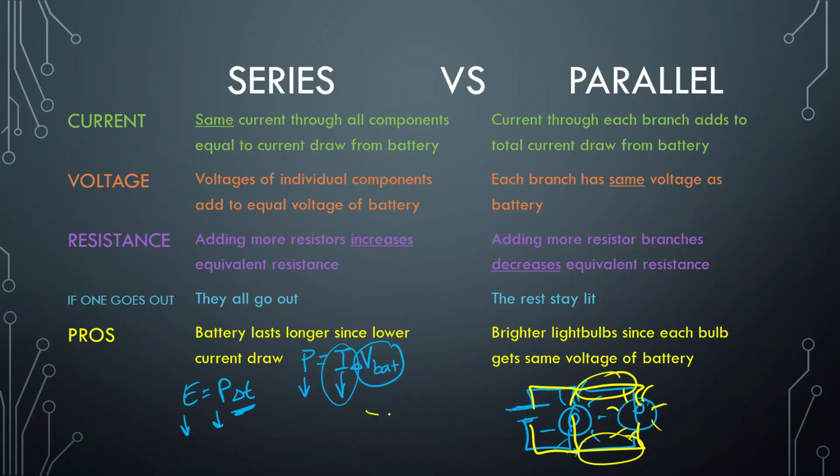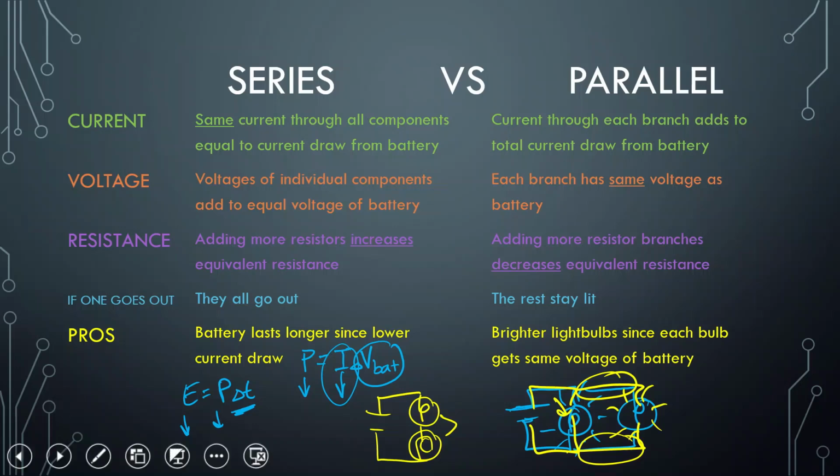Because in series, if I take a light bulb and I put it here, and then I add another identical one, what happens is these are going to be half as bright as any one of those. So brightness is going to be a big deal when you start looking at that.